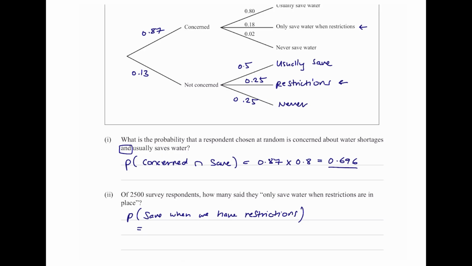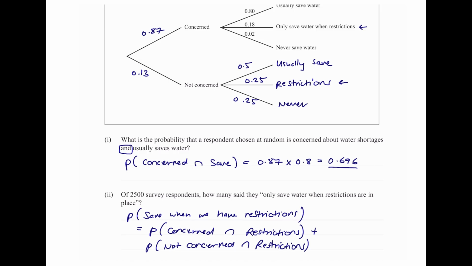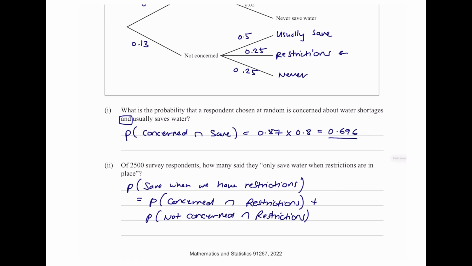So how do we do that? Well, what's the probability that we save when we have water restrictions and we're concerned? So we can break this down. The probability that we're concerned and we only save when we have restrictions, and we sum that with the probability that we're not concerned, we don't care, and we only save when there's restrictions. Right, so this is an example of the partition theorem. If we sum those together, we'll get the total probability that we only save when we have water restrictions.